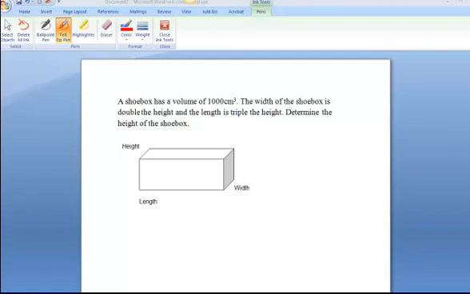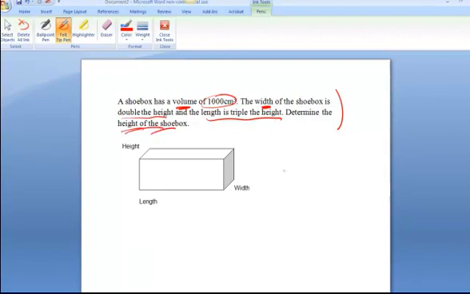Okay, so I want to go through this, and anytime you see a word question, you've got to reread it at least 3 times to make sure you know what's going on. So the shoebox has a volume, so volume's important. The width is double the height, and the length is triple the height. Determine the height of the sandbox. So again, what are we looking for?